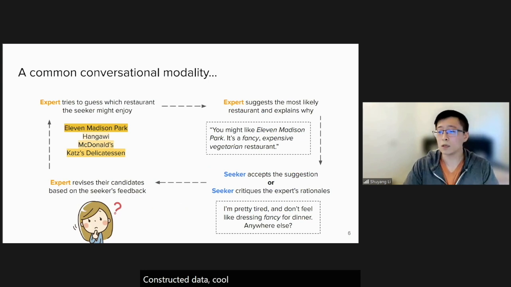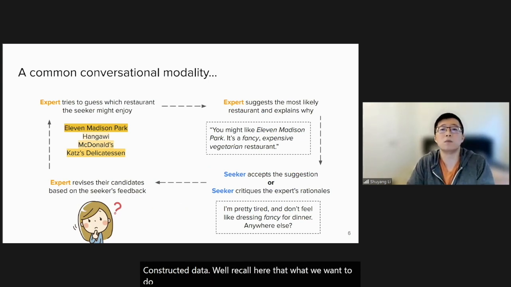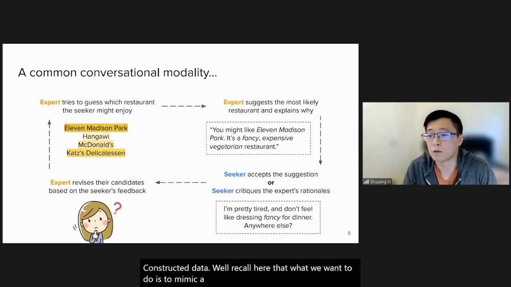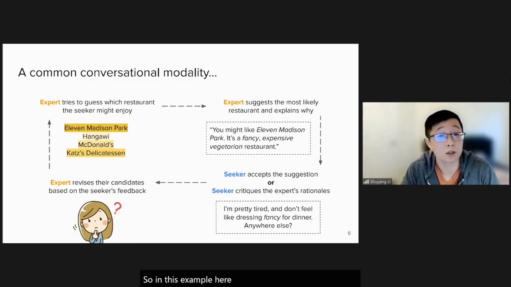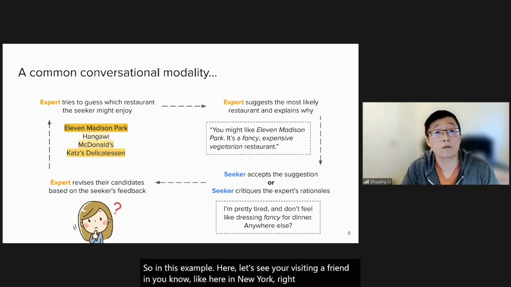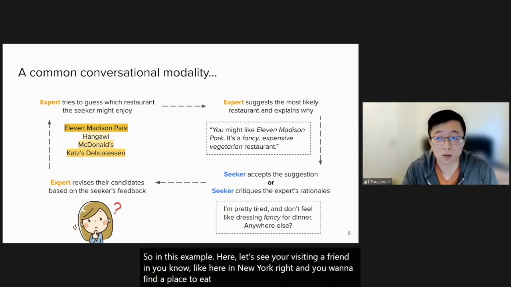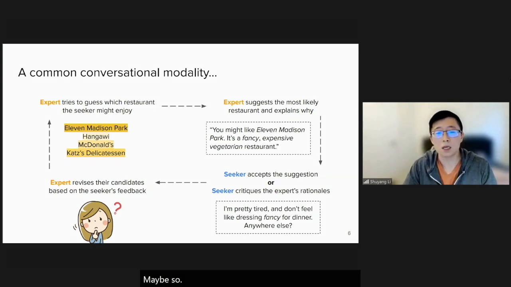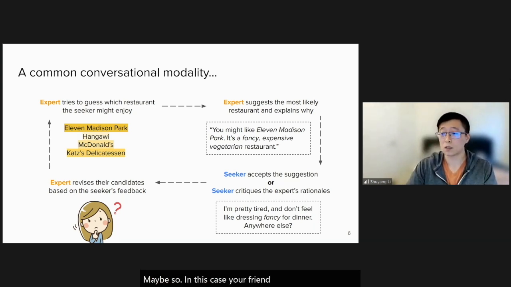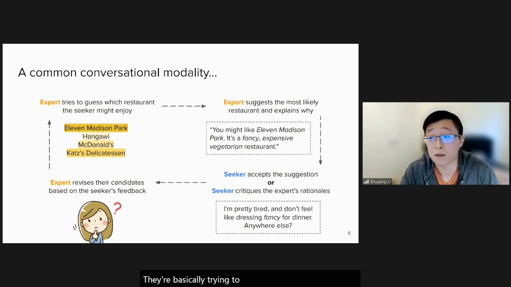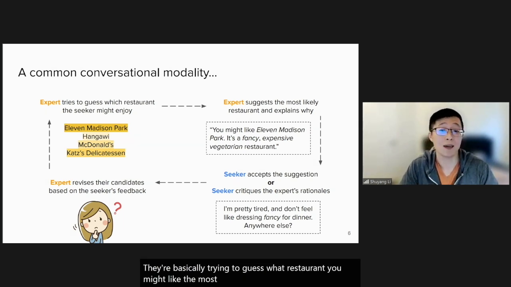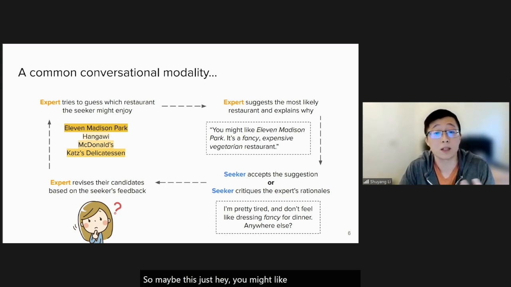Well, recall here that what we want to do is to mimic a relatively common conversational modality between humans, right? So in this example here, let's say you're visiting a friend here in New York, right? And you want to find a place to eat dinner, maybe. In this case, your friend who you're visiting plays the role of expert, right? They're basically trying to guess what restaurant you might like the most. So maybe they suggest, hey, we might want to go to 11 Madison Park.